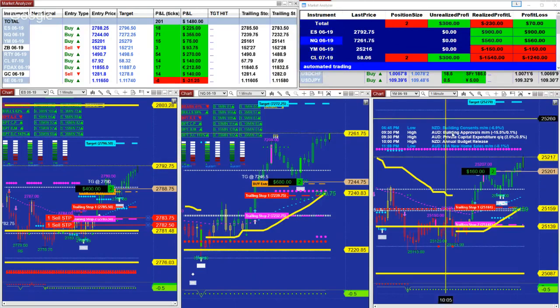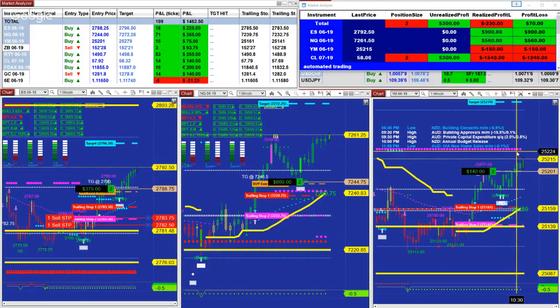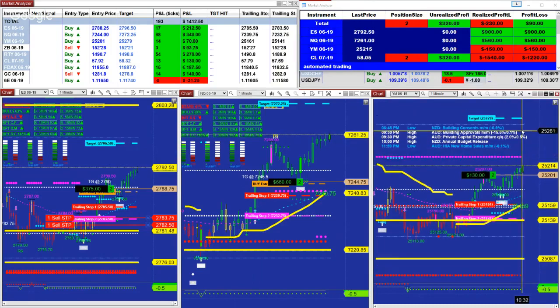Okay, for the YM, you take the first trade at 224, and then there is good potential for 6-7.